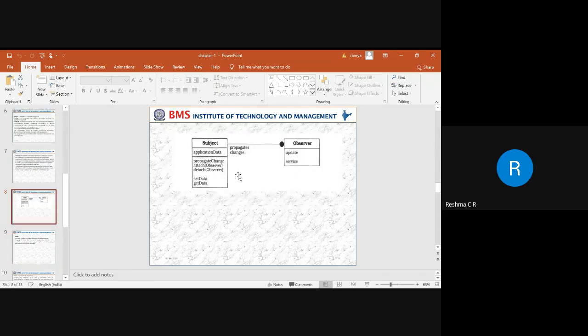So next, we have a structural diagram. In the structural diagram, the example has a subject and an observer. In the subject, we have some attribute called application data. It can be any particular application. So weather forecasting can also be a publisher subscriber. Depending upon temperature, that can be data: humidity, low temperature, minimum temperature, maximum temperature. That can be the application data. Then the propagate change: how the change happens depending upon the humidity. So what happens?